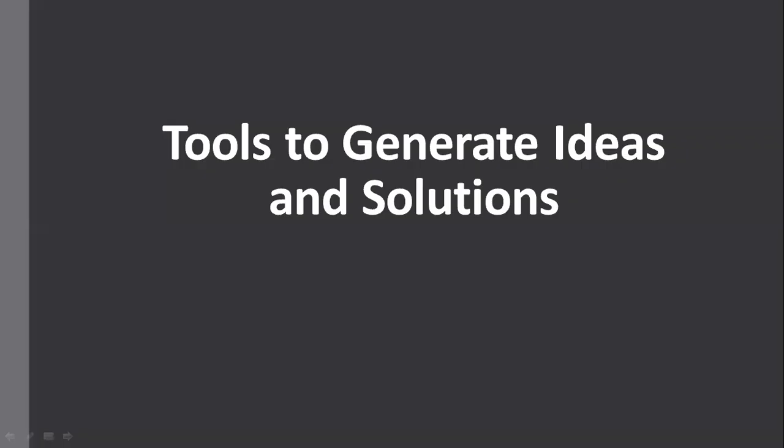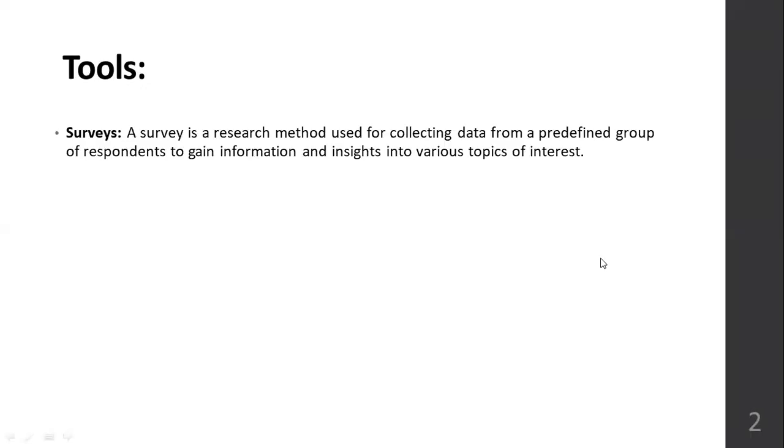So, page number 84 onwards: tools to generate ideas and solutions. So, the first tool to identify what can be done, what is best. First is survey. Okay, survey is expensive.